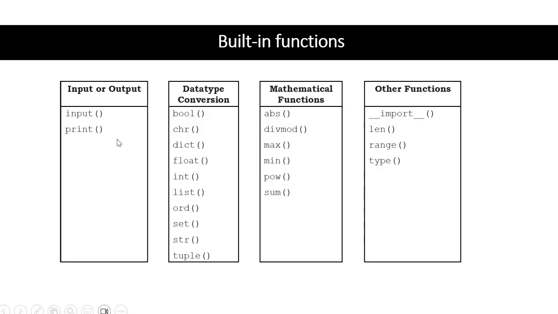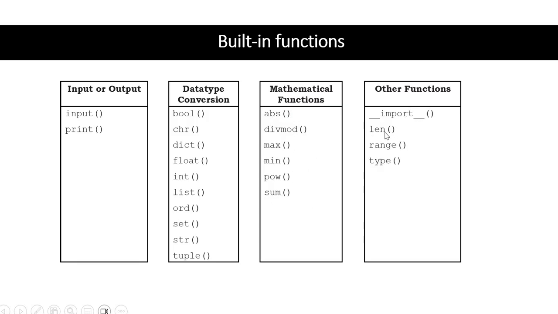Then input and print: we have used print for printing, and input to take values from the keyboard. Then data type conversion, like if you want to convert something to int, we have used int, which is a function in Python, float, dict for dictionary, chr for character, bool for boolean. Similarly we have different functions for data type conversion. For mathematical functions, if you want the absolute value, you can use abs, also divmod, max, min to get maximum and minimum, pow, sum. All these are functions also.